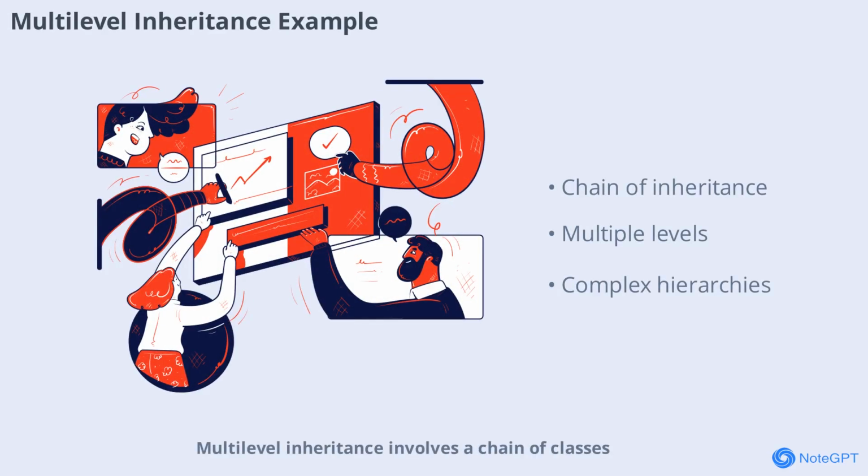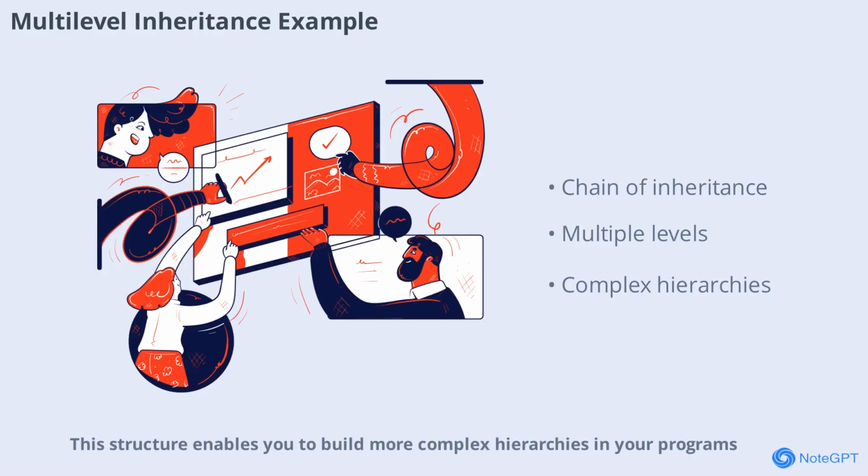Multi-level inheritance involves a chain of classes, each inheriting from the previous one. For instance, you might have an Animal class, a Dog class that extends Animal, and a BabyDog class that extends Dog. The BabyDog class inherits features from both Dog and Animal, allowing it to use methods like eat, bark, and weep. This structure enables you to build more complex hierarchies in your programs.